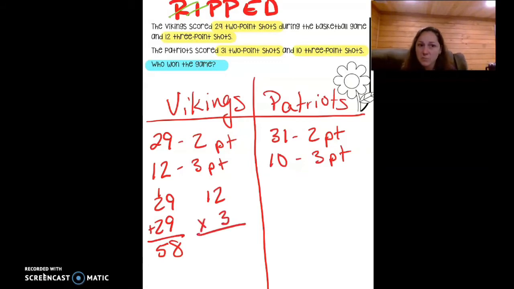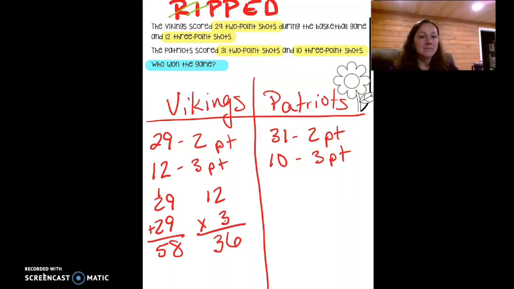And let's look at it this way. So we'd say 3 times 2 is 2, 4, 6. That would be 6. 3 times 1 is 3. So 12 times 3 is 36. All right, that's not too bad. And now I need to put those total points together because that was my 2-point shots and my 3-point shots. So now I need to add them together.